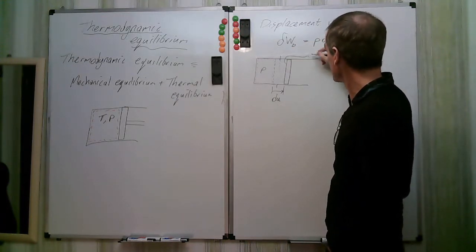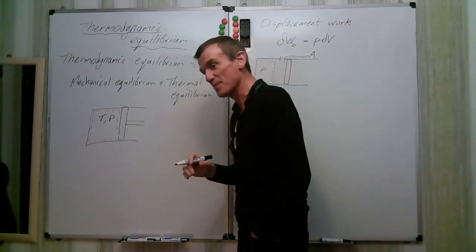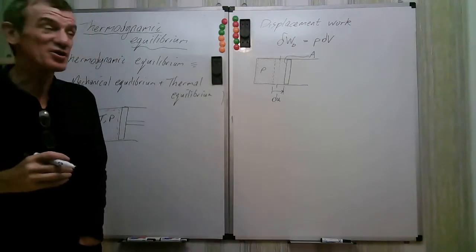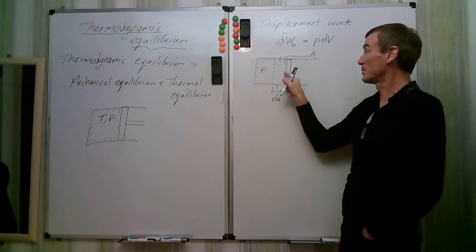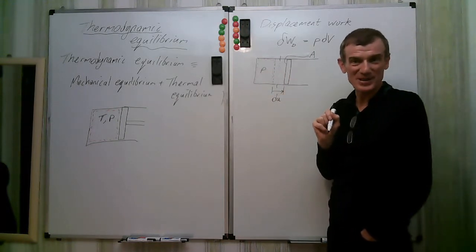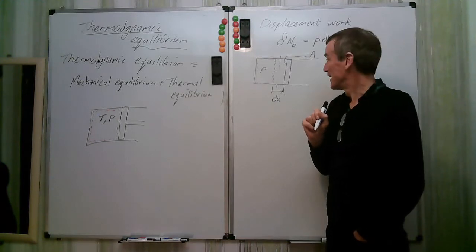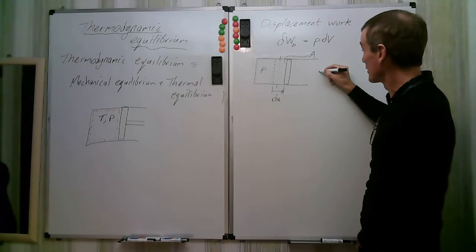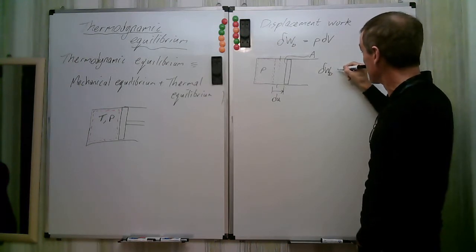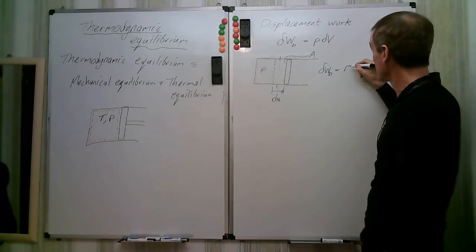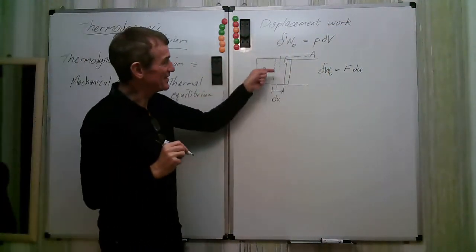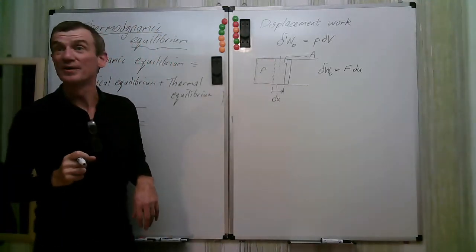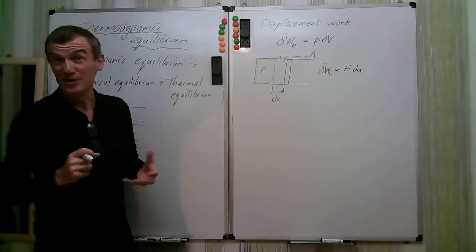Let's give this piston an area. Let's call it A. So that's the area of the piston. And if we look at the pressure multiplied by the area, that gives a force on the piston, yes? And we know that delta W, let's call it delta W_D for displacement, in mechanical terms, would be equal to force times distance travelled, that is dU. So in mechanical terms, wherever the force is acting on the piston, the work done by the system would be F dU.